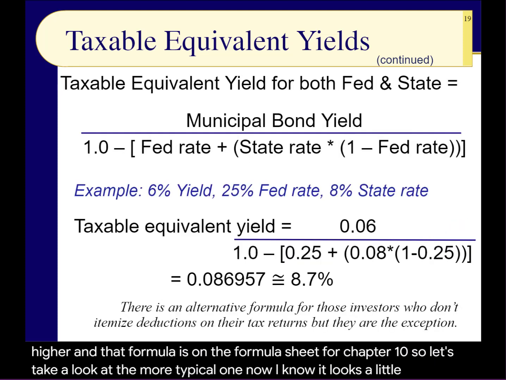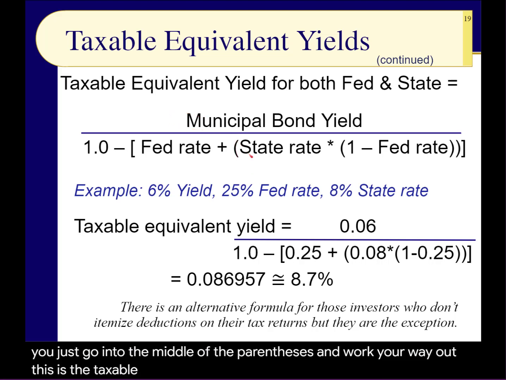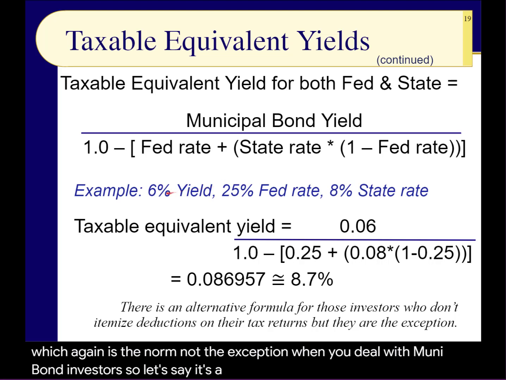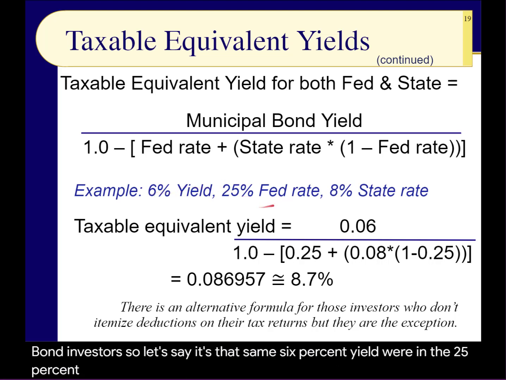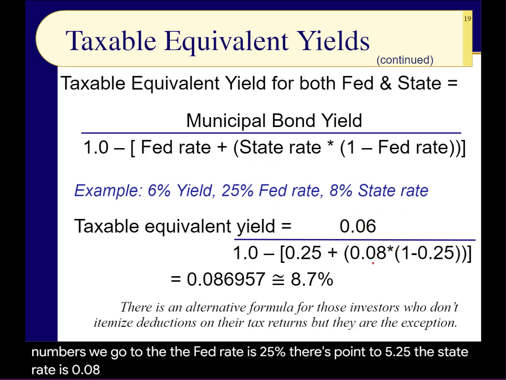Now, I know it looks a little scary, but you just go into the middle of the parentheses and work your way out. This is the taxable equivalent yield for both federal and state taxes for somebody who itemizes their taxes, which again is the norm, not the exception when you deal with muni bond investors. So let's say it's that same 6% yield. We're in the 25% tax bracket and the 8% state bracket. So we just plug in the numbers. The Fed rate is 0.25, the state rate is 0.08, and 6% is the yield.